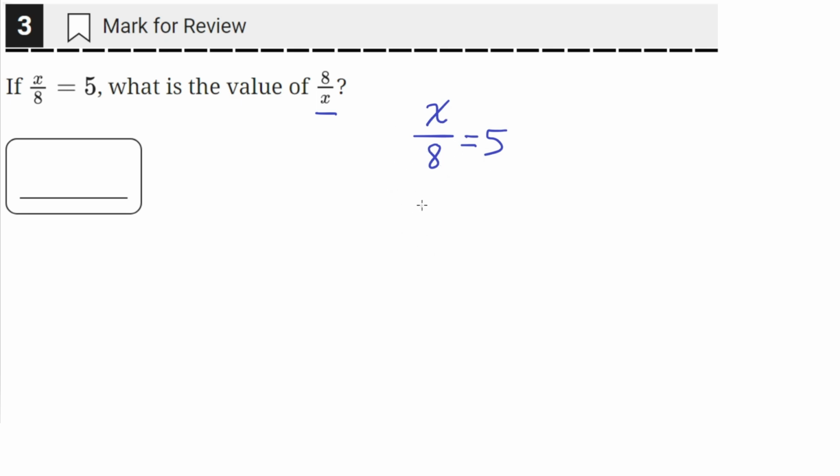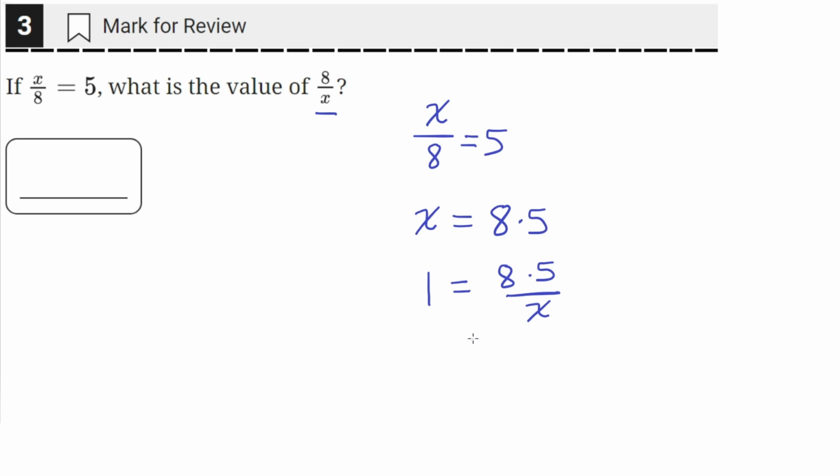So we can multiply both sides by 8. This will give us x equals 8 times 5. By multiplying both sides by 8, 8 over 8 cancels out, and we just have 8 times 5. And then we need to divide both sides by x. So when we divide both sides by x, we'll get a 1 on this side, and we'll get 8 times 5 over x on this side.